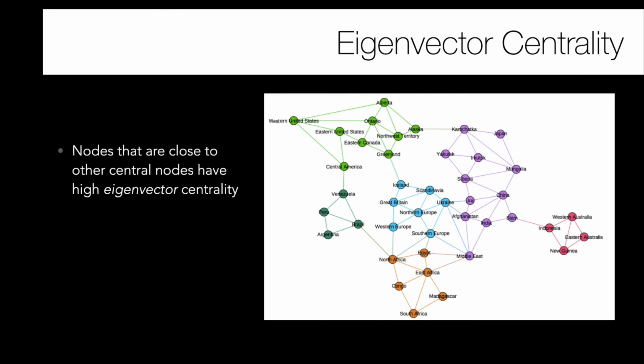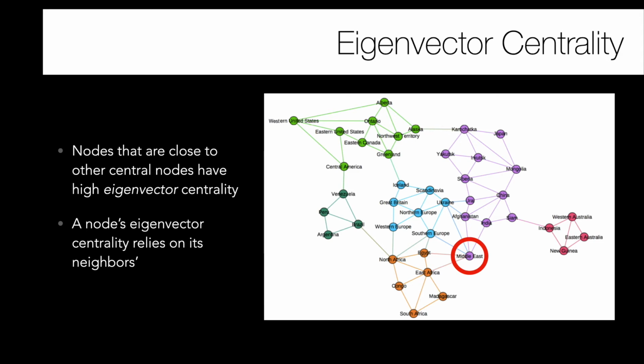All right, the last kind of centrality we'll talk about right now is called eigenvector centrality. The intuition here is that nodes that are close to other central nodes have a high eigenvector centrality. Or nodes whose neighbors are all highly influential or important in some way, that node must also itself be central. So a node's eigenvector centrality relies on that value from its neighbors. So in this graph from Risk, the node with the highest eigenvector centrality is the Middle East, and the second highest node is the Ukraine.